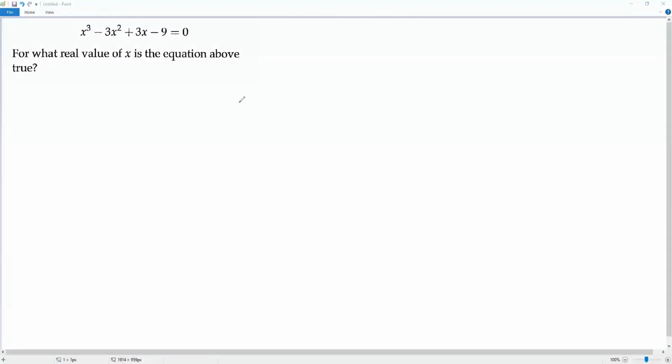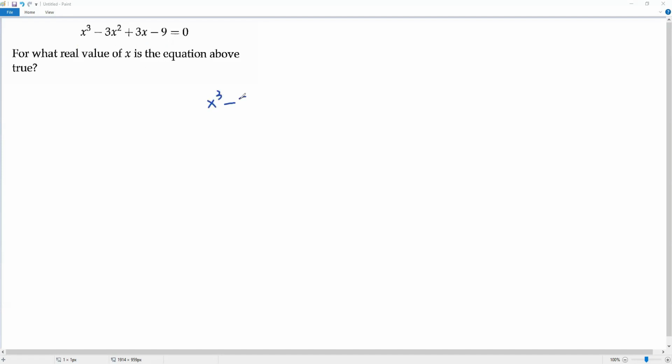Here we have a SAT math problem. That is, we have to solve a cubic equation. So we have to find the value of x in the given cubic equation. I think we can solve this cubic equation by factoring, and we can factor the cubic expression on the left side by grouping.